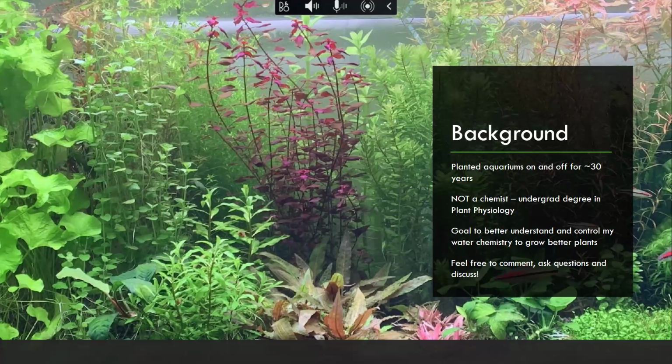So as I set up some new aquariums, I took the time to really thoroughly understand basic concepts around water chemistry with a goal to better understand and control my water chemistry to grow better plants.